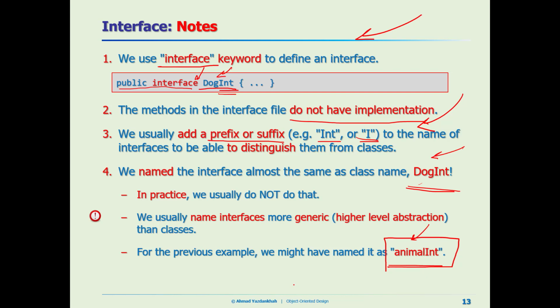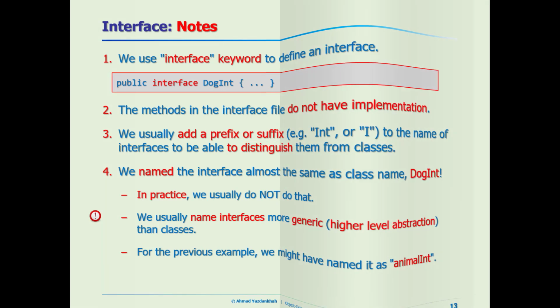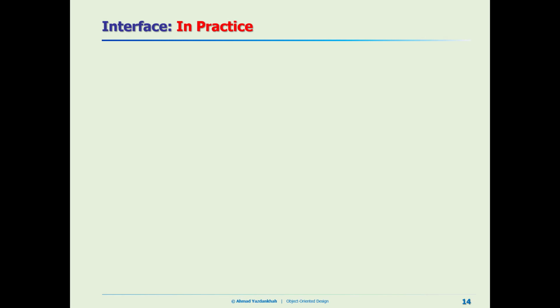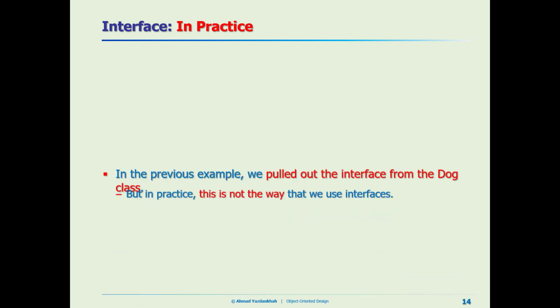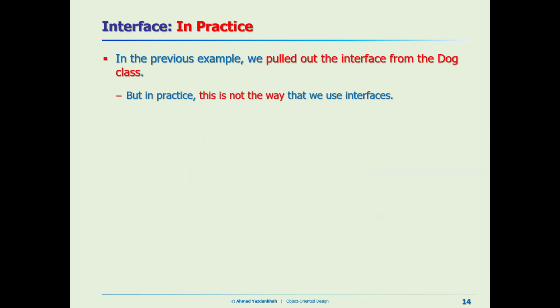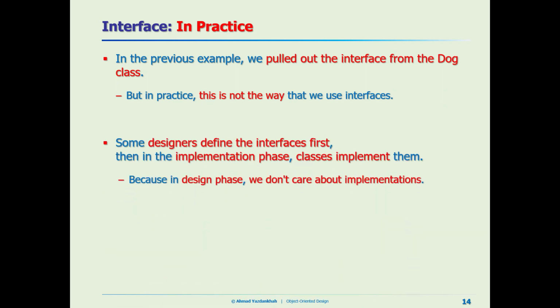In practice, it is totally the other way around. What does it mean? It means that we first create the interface and then we create the classes. All right, and this is the desired thing for the designers. The designers usually define the interfaces first.